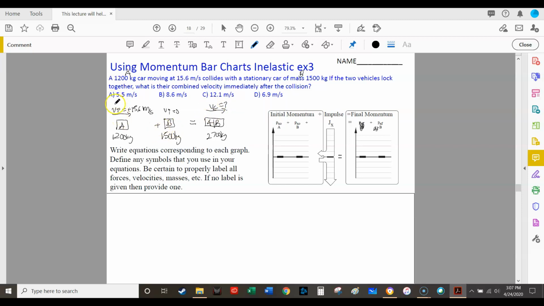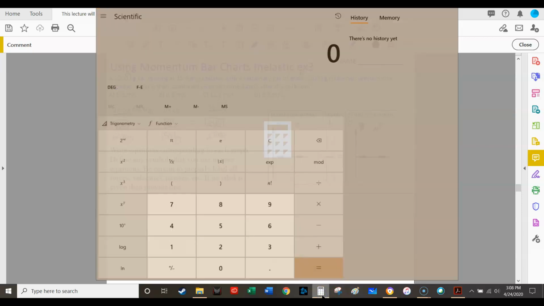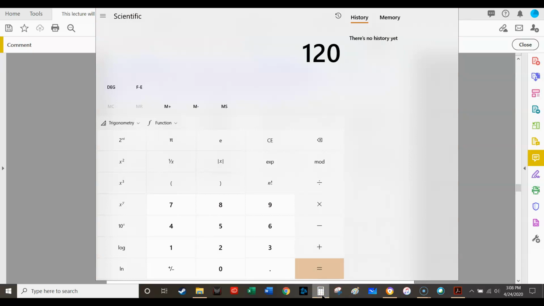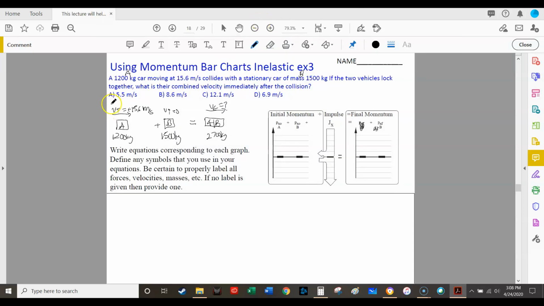Well, here we go. 1,200 kilograms, 15.6 meters per second. I'm going to draw the momentum vectors on this. So 1,200 kilograms times 15.6 meters per second is 18,720. So it's got an initial momentum of 18,720 kilogram meters per second, and that's the initial momentum of this guy to the right. It'll be positive. This guy has zero momentum.